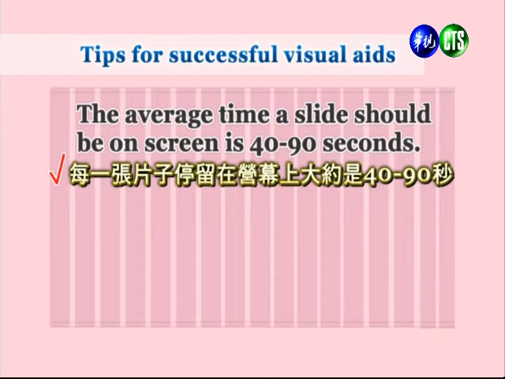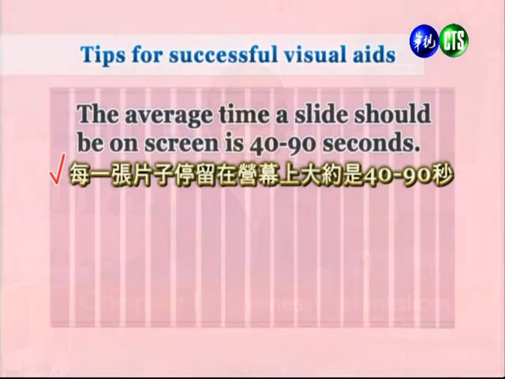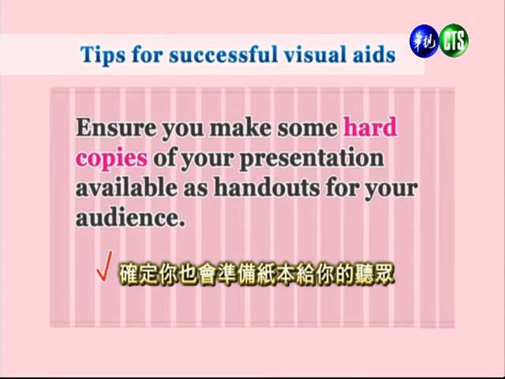根据专家说，你在 PPT 留在画面上的时间不要超过90秒，你在解释的时候也不要超过90秒，40秒到90秒，就应该换下一张。太久人就不专注了。Keep in mind the average attention span of an audience can be as low as 8 minutes。就是说一般人的注意力大概只有8分钟而已。所以当你做 PPT 的时候，你要小心，不要做超过8分钟。Okay, 最后 ensure you make some hard copies of your presentation available as handouts for your audience.